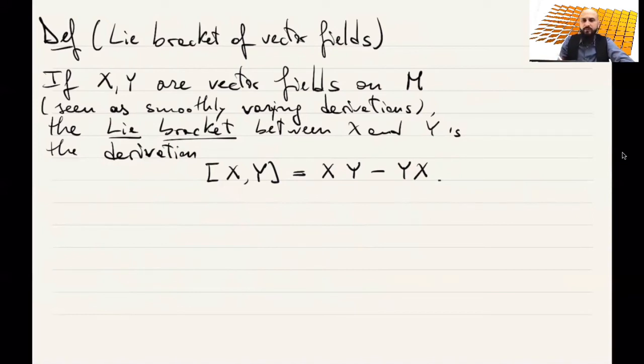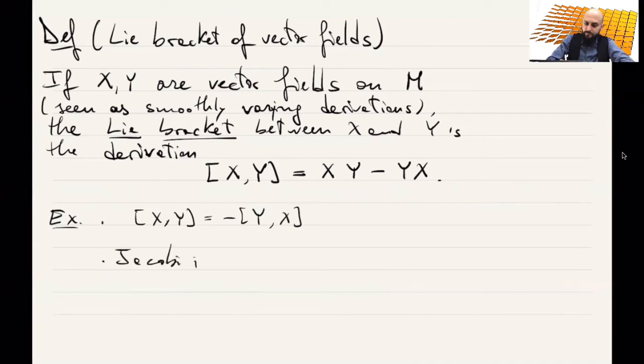So it's easy to first prove that this defines a derivation, and then there is a correspondence with the vector fields given as tangents of curves. Some exercises one can do immediately with the definition are to check this. Okay, this is very easy. We have anti-commutativity. And very importantly, you have the Jacobi identity, which tells you what happens when you bracket three vector fields.